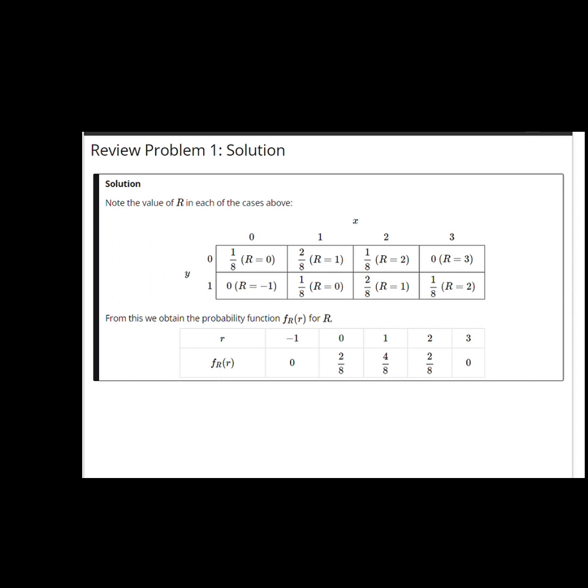The probability r equals 0, for example, is obtained by adding together the probability of the two cases in the above table which lead to that, namely x and y equal to 0, and x and y both equal to 1. That's 1/8 plus 1/8, or 2/8. Similarly, the probability r equals 1 is the sum of two cases, two values, both of which are 2/8, to give 4/8. And finally, the probability r equals 2, again 1/8 plus 1/8, or 2/8.